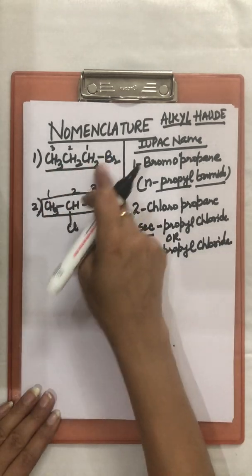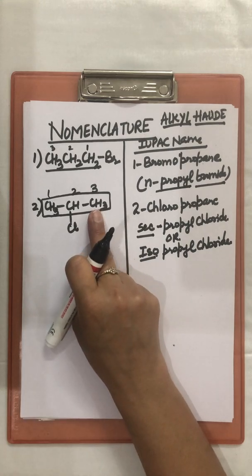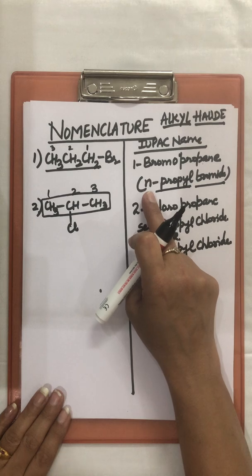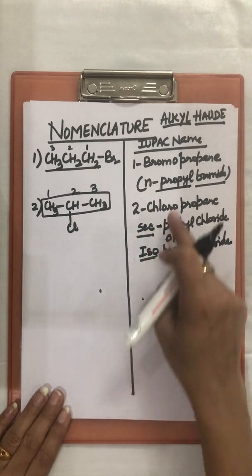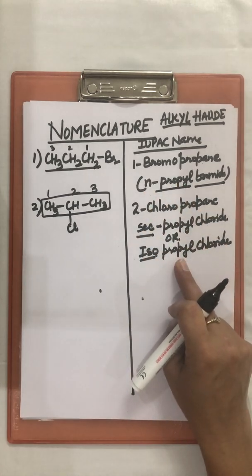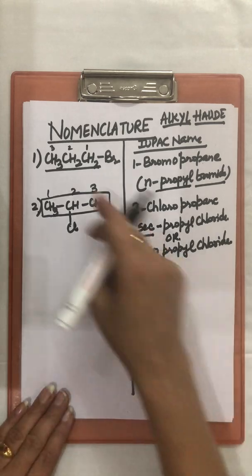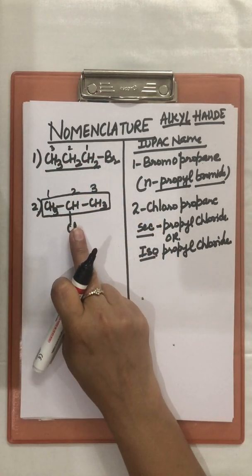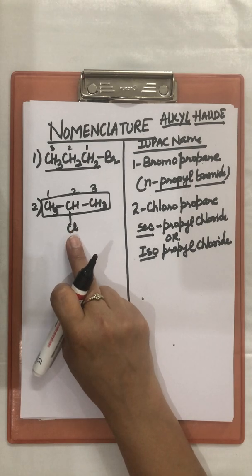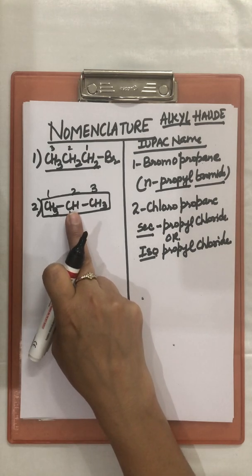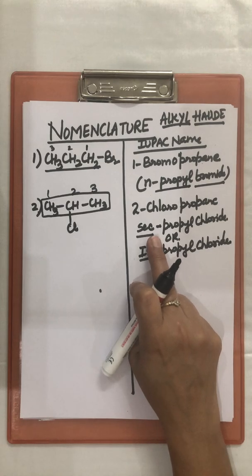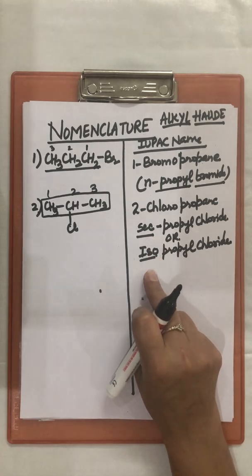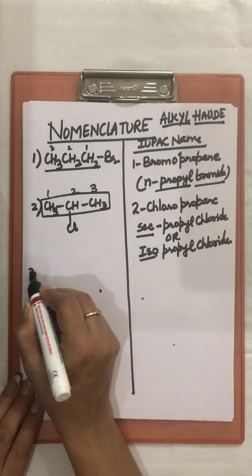So when there are 3 carbon atoms, only 2 possibilities are there for the common name prefix. Either normal will come or iso will come before an alkyl group. Normal if all 3 carbon atoms are in straight chain. If we have the substituent or the halogen linking with the secondary carbon atom, then we use a prefix secondary or iso here. Third example.